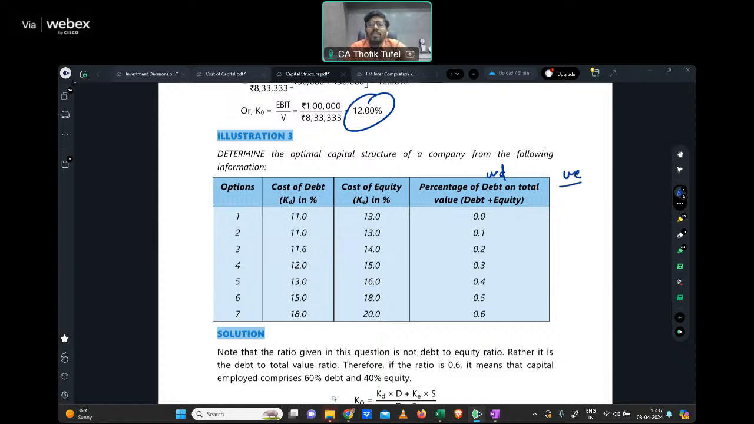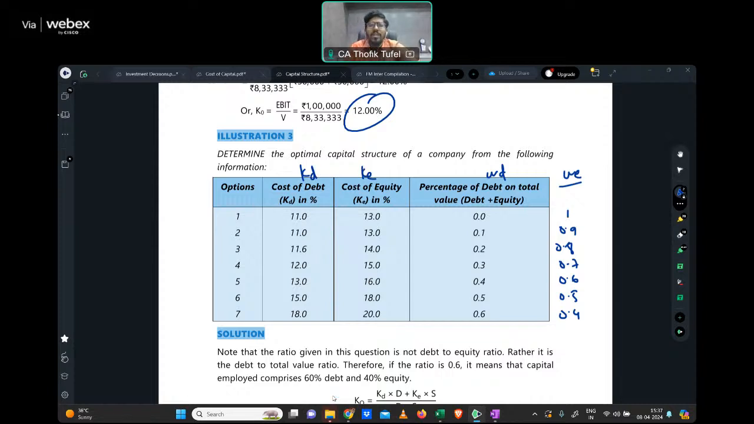Okay, but this is weight of debt. So you want to find out weight of equity. So debt is 0 now, equity is 1. Weight is 1. This is 0.9. This is 0.8. This is 0.7. This is 0.6. This is 0.5. This is 0.4. Weight of equity. This is cost of debt. This is cost of equity.